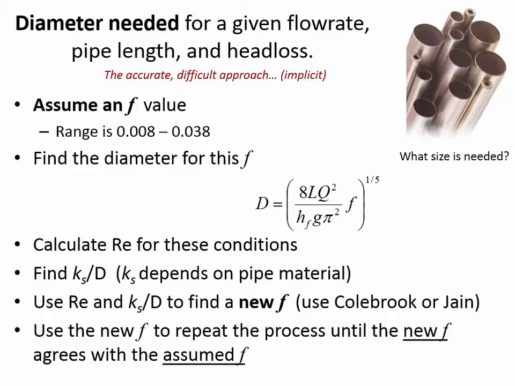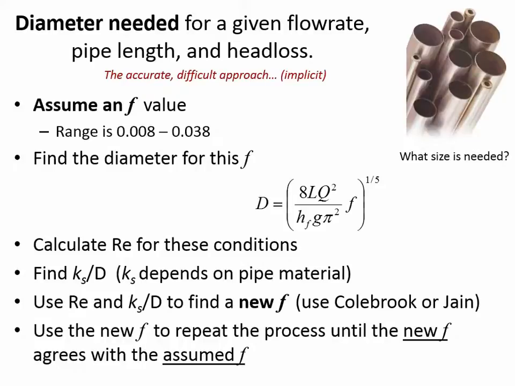But the diameter, we don't know the diameter, and so that also means we don't know the cross-sectional area. And V, which is Q over A, we know the Q part, but we don't know the area because we don't know the diameter. And since we don't know any of that, we can't know the Reynolds number, which means we can't know the F value.